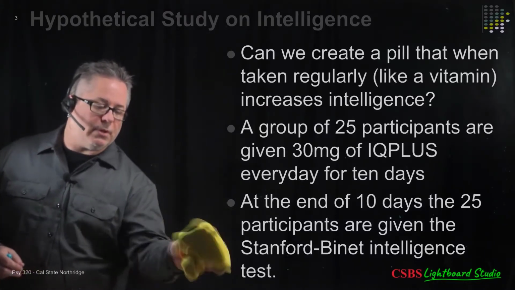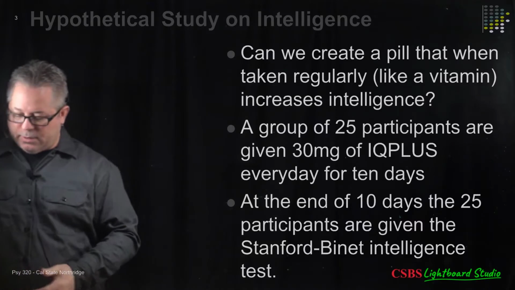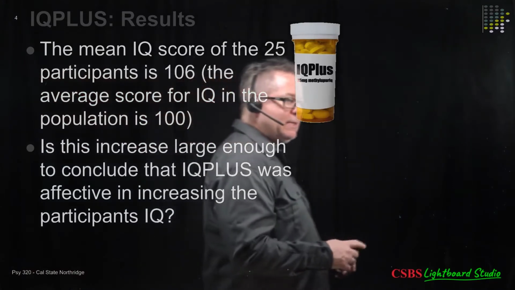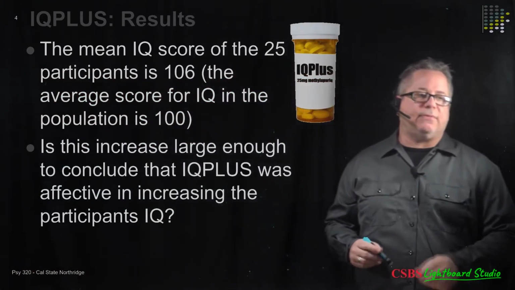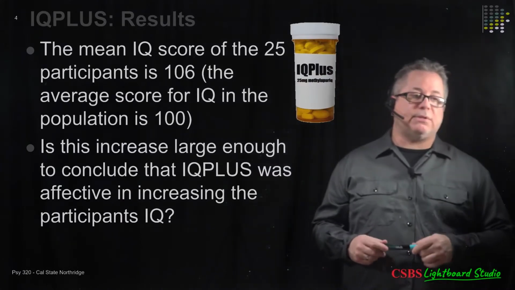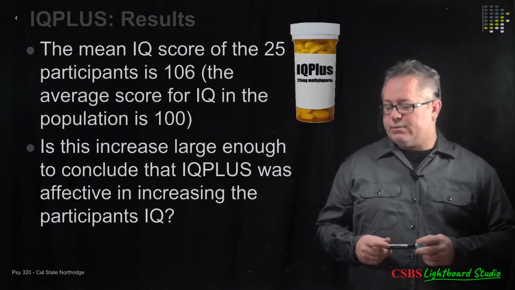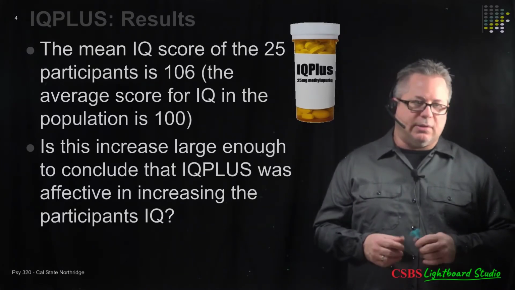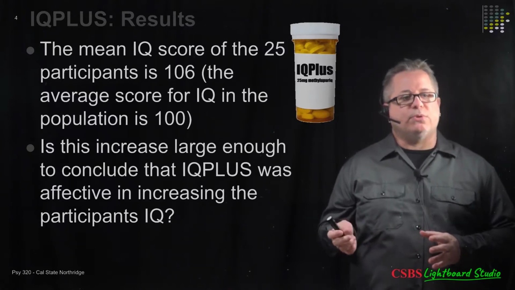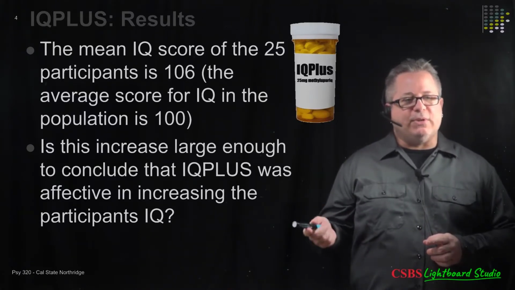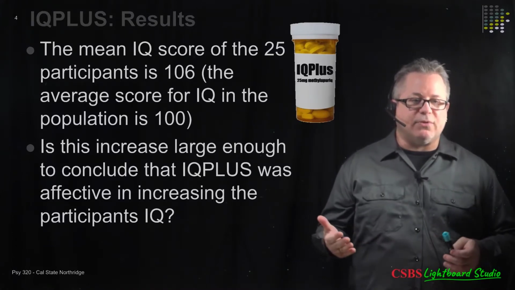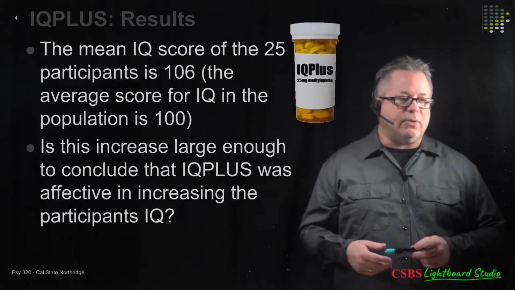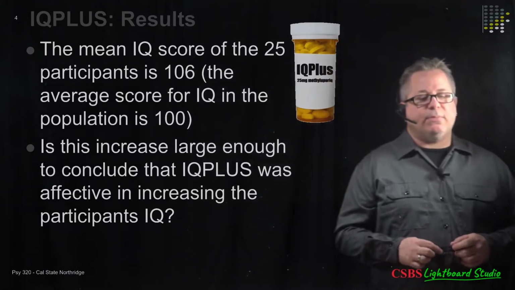All right, so we've got these 25 people taking IQ Plus. After 10 days of taking IQ Plus, these participants have an average score of 106. So they're 6 units higher than average. So the big question here, in trying to convince you whether or not this drug works, is whether or not you believe that 6 unit increase is really large enough to conclude that IQ Plus was even effective. Is this increase large enough to conclude that IQ Plus was effective in increasing participants' IQ?